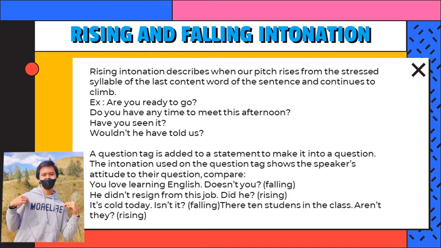Okay, part B, or second part, we talk about rising intonation. Rising intonation describes when our pitch rises from the stressed syllable of the last content word of the sentence and continues to rise. Okay, for example, number 1, are you ready to go? And number 2, do you have any time to meet this afternoon? And number 3, have you seen it? And the last number, wouldn't he have told us?